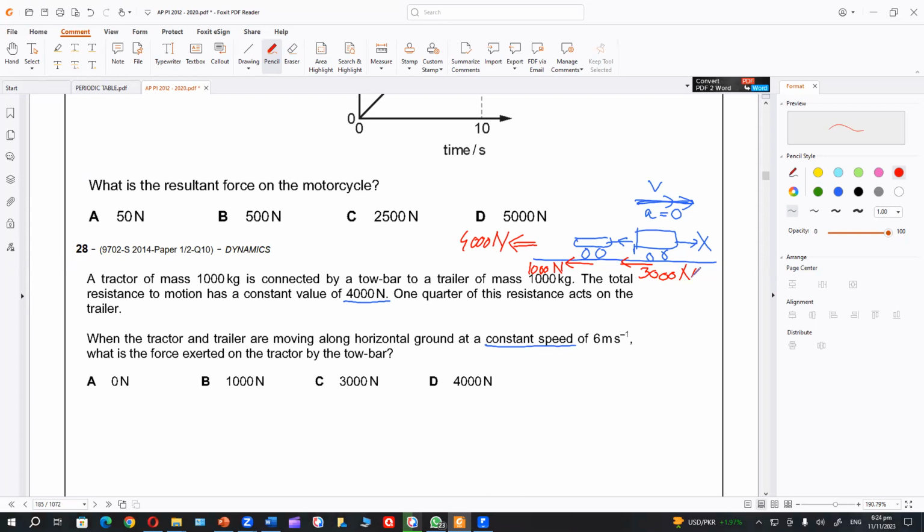Now, when the tractor and trailer are moving together, speed is constant. So forward force is equal to backward force. What is the force exerted on the tractor by the tow bar? So he's asking for this force. Now, I have made the diagram, solve it.